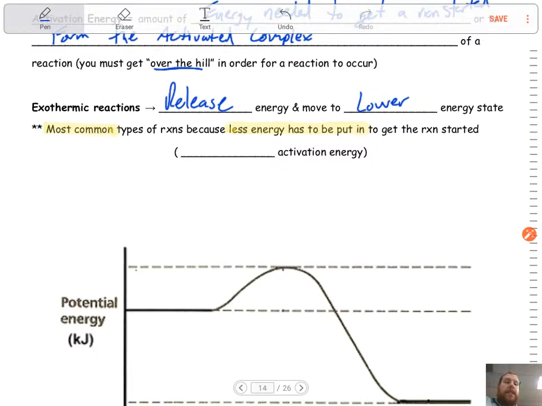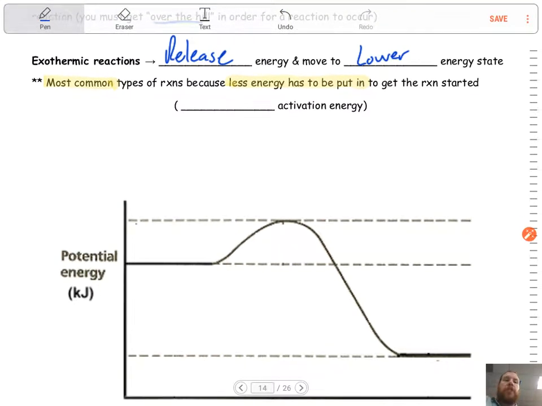So exothermic reactions happen much more frequently, and they're much more spontaneous as well. That's another key word to think about: spontaneous. It doesn't mean that all of them are spontaneous, but they tend to be, where they will just happen on their own to get to that lower energy state. So it takes lower activation energy, so less energy needs to be put in.